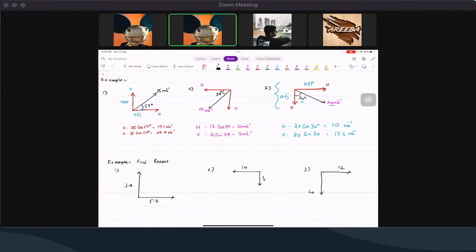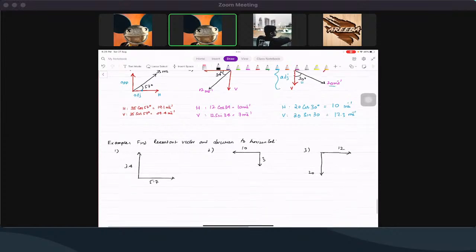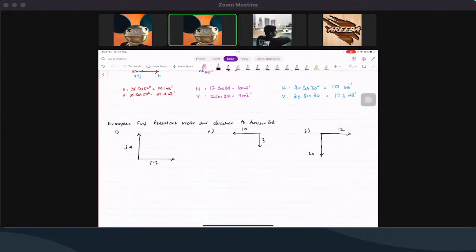So they say find the resultant vector and direction to the horizontal. Now let's look at it. First of all, I'm going to solve the first one. If something goes to the right and something goes upwards, then the resultant would be somewhere in the middle. Don't you think so? Yes. They want to find this resultant, and the angle from the horizontal. So I'm going to make an angle as well. Clear?